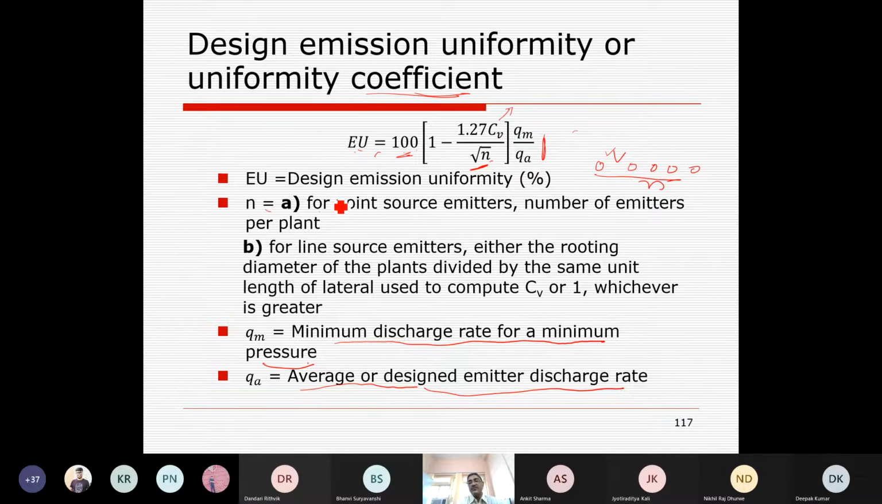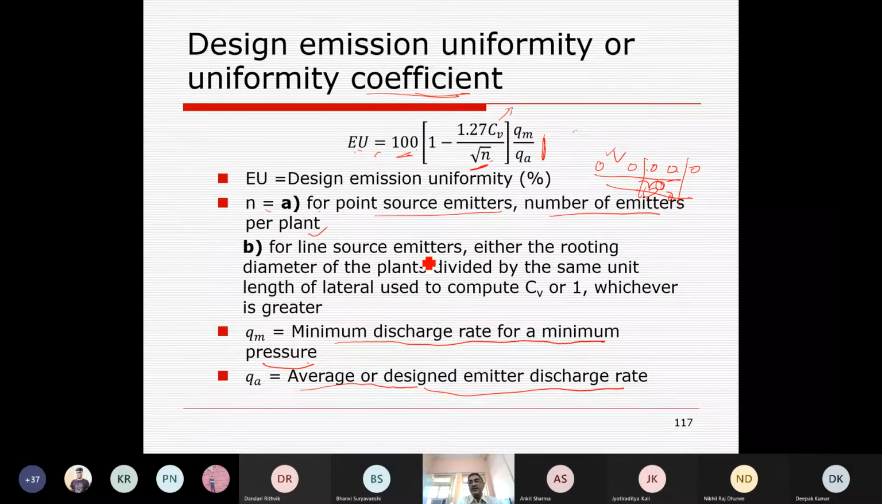So n is, first case for point source emitter, the number of emitters per plant we have put there, just like 4, 5, 1. And if it is a parallel line, then for one plant how many drippers are there? 2 in this line, 2 maybe in this line. So in that way we can find out how many drippers there are per plant.